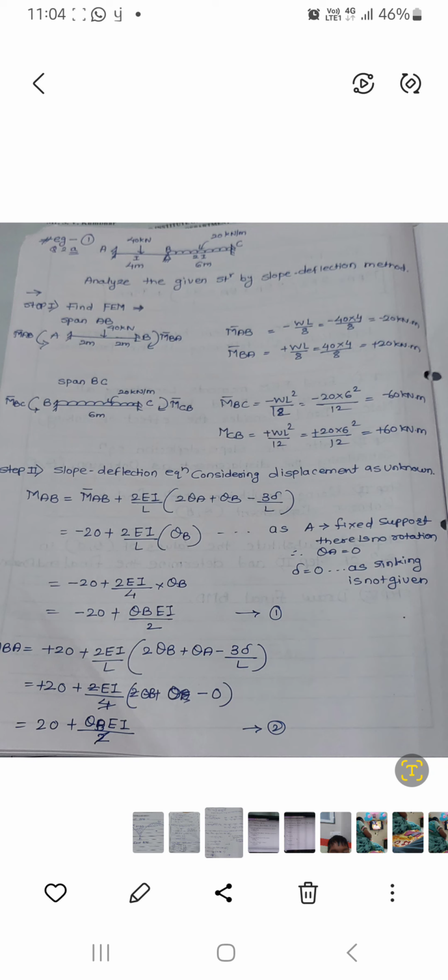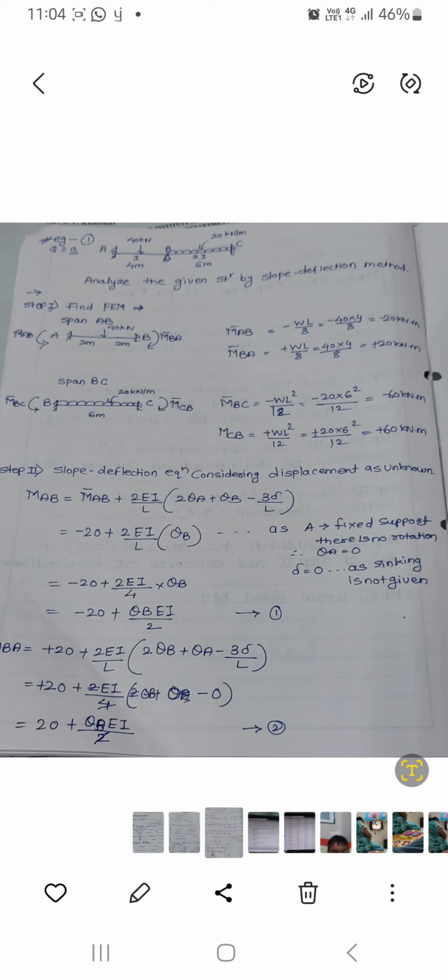So just put the values, minus 20 plus 2EI upon 4, L is 4 meter, into theta B. Okay, so that will be your first equation. Now the second equation we have to formulate is for the B to A span, that is MBA. Same equation you have to use here, just reverse the terms in the bracket.